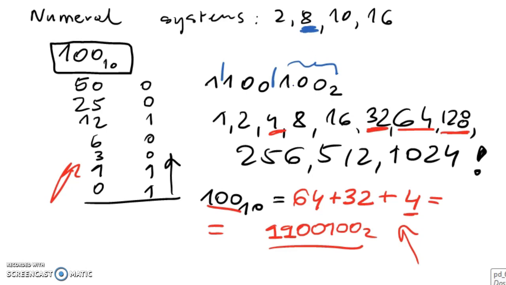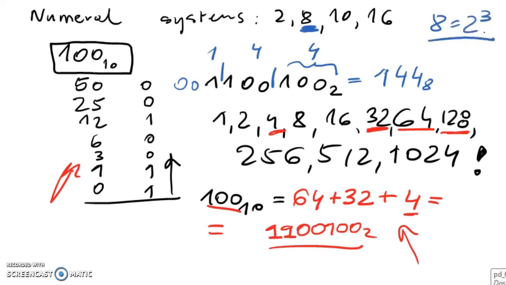Here you've got the 4, here you've got the 4, and here 1. The 0, 0 is assumed to be here. So it is 1, 4, 4 in the octal system. It's very simple because 8 is the third power of 2, and that is a very simple method.